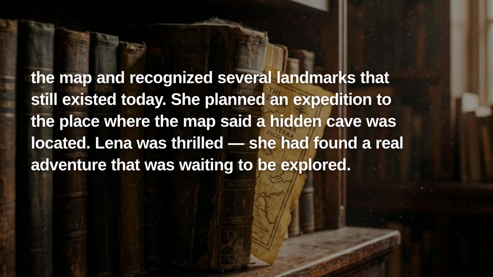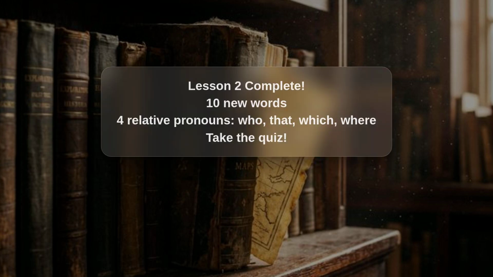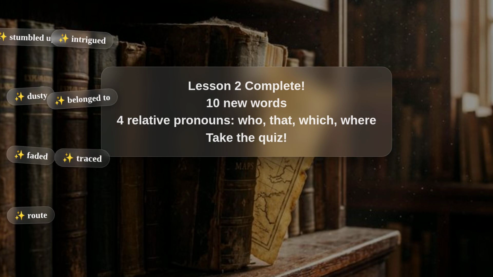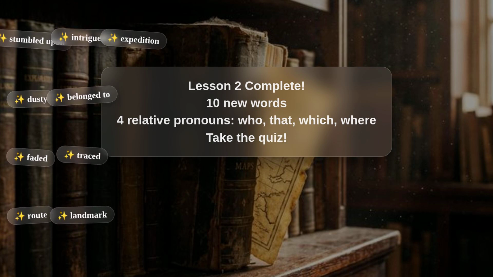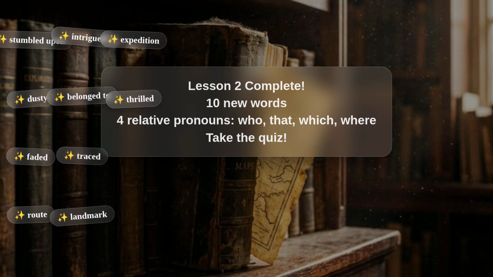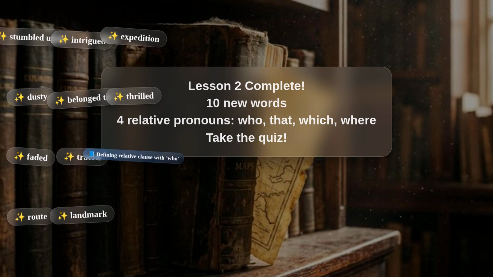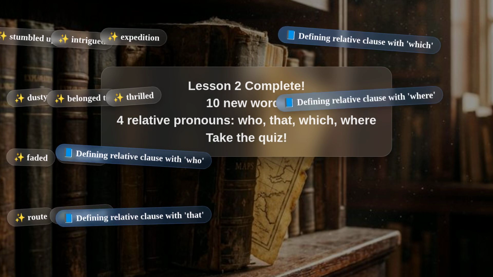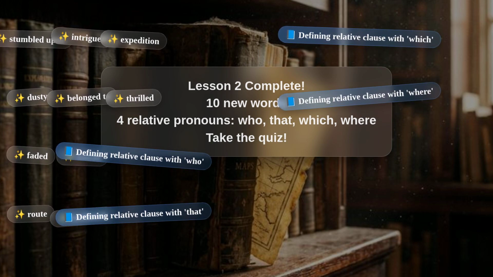What a wonderful story. And that is a wrap for Lesson 2. You did an incredible job. Let's look at everything you learned in this lesson. Vocabulary. You learned 10 new words: stumbled upon, dusty, faded, route, intrigued, belonged to, traced, landmark, expedition, and thrilled. 10 words. Grammar. We covered defining relative clauses with 4 different relative pronouns: who for people, that for things, which for things in formal contexts, and where for places. That is a huge grammar toolkit you now have.